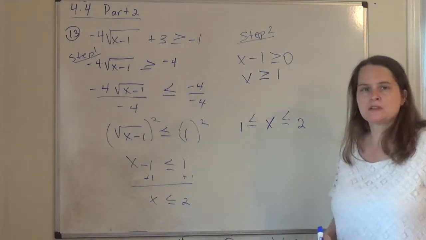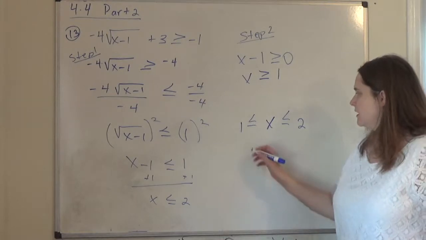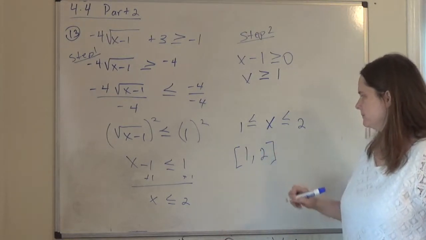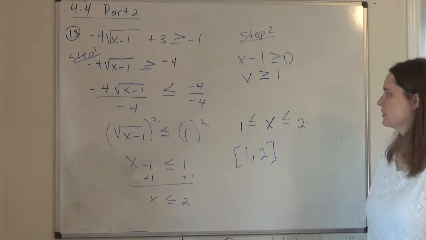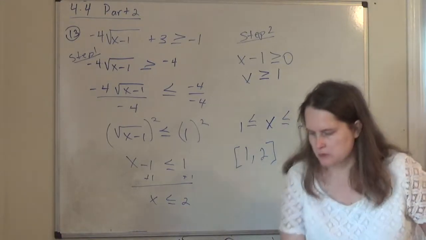Interval notation, which this book does not include, but I'm going to because you'll need it for 171. Interval notation would be square bracket 1, comma 2, square bracket. Okay, so either of these would be correct. So that's number 13. All right, pause it if you need to continue copying. I'm going to keep going.